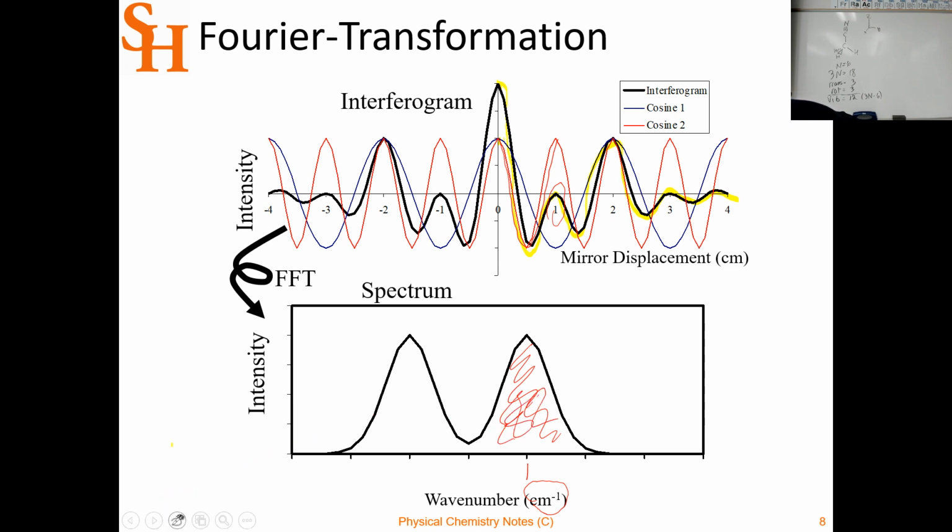Let's switch my pen to blue. This one over here, it goes down at 1 centimeter and comes back up at 2. So how many cycles does it have in 1 centimeter? Half. So it would be this peak over here, and we would have to label that one 0.5. Okay. So do you see that?